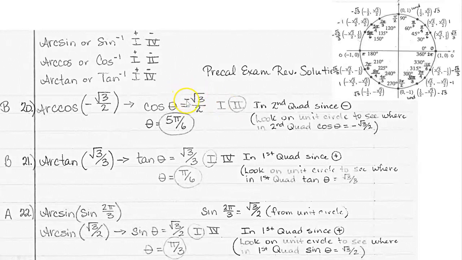Now, because this was negative, we have to be in the second quadrant because cosine's positive in the first and negative in the second. So I'm going to look on the unit circle in the second quadrant to see where my cosine value is negative square root of 3 over 2. And there it is right there at 5 pi over 6. All right, 21, arctan of square root of 3 over 3 means we're playing Jeopardy, that this is my answer. I'm trying to find my question, and I only have first and fourth quadrants to choose from. And so because this is positive, I have to be in the first quadrant. If it had been negative, I would have been in the fourth. So I'm going to look in the first quadrant and see where tangent is equal to square root of 3 over 3, and that's right there at pi over 6.